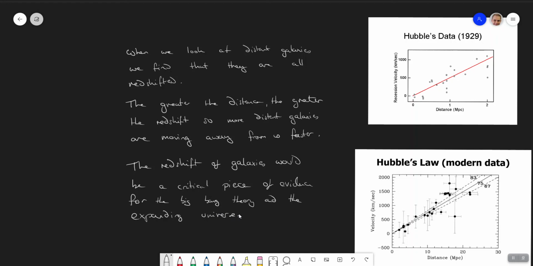Because no matter which way we look, everything's receding away from us. So the universe is expanding. And as Hubble worked out, you can wind the clock back. If you wind the clock back and everything's moving away from you, eventually they all bunch up on top of you. And that time in the past is the point in history that we call the Big Bang. But we'll see about that in the next video.